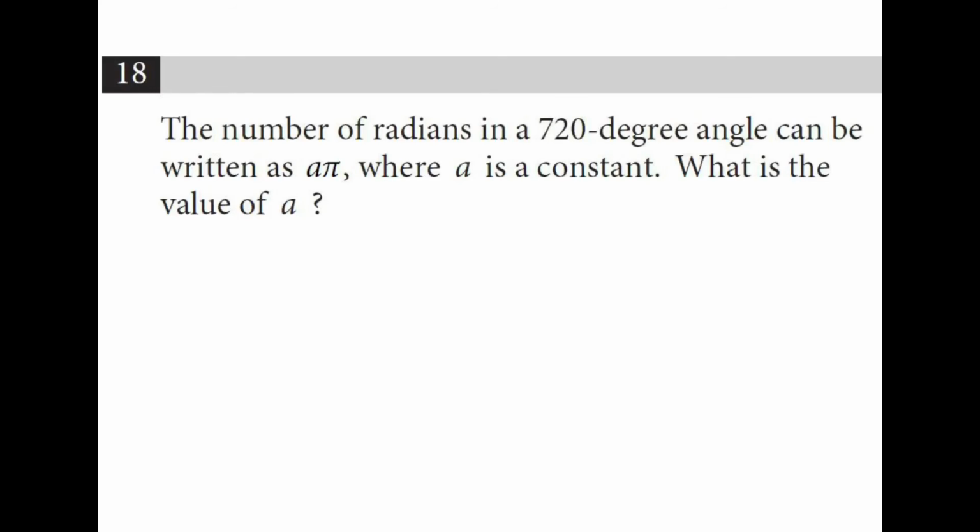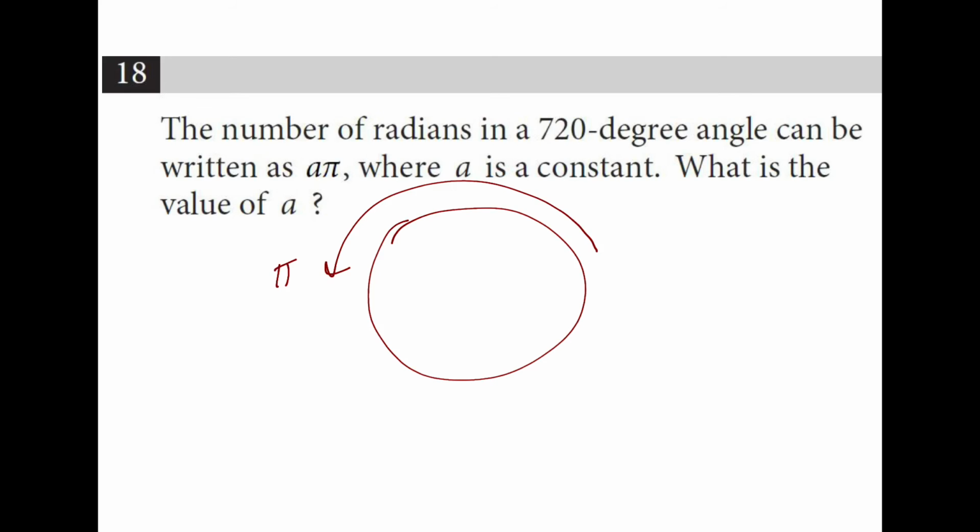The number of radians in a 720-degree angle can be written as A times pi. So 720 degrees, each pi is 180. So 720 divided by 180, A is equal to 4.